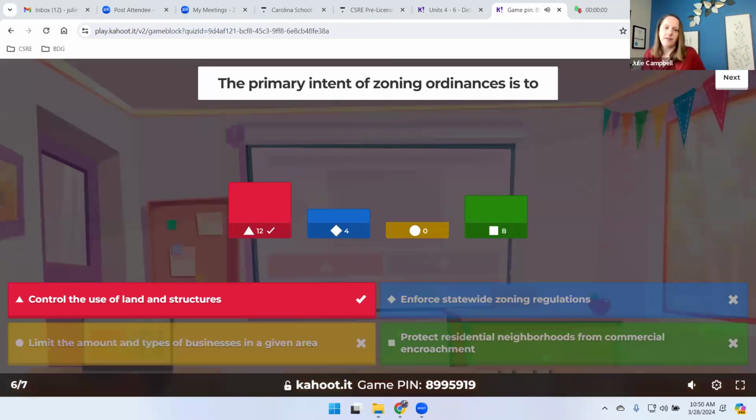Primary intent of zoning is to control how we use the land. One product of zoning might be a buffer zoning that separates residential from commercial, but that's not its main purpose. Also remember, zoning is local in nature. So when it comes to zoning, there are no statewide ordinances. Each city, county, town, municipality creates their own zoning. It's local. Questions on this one?